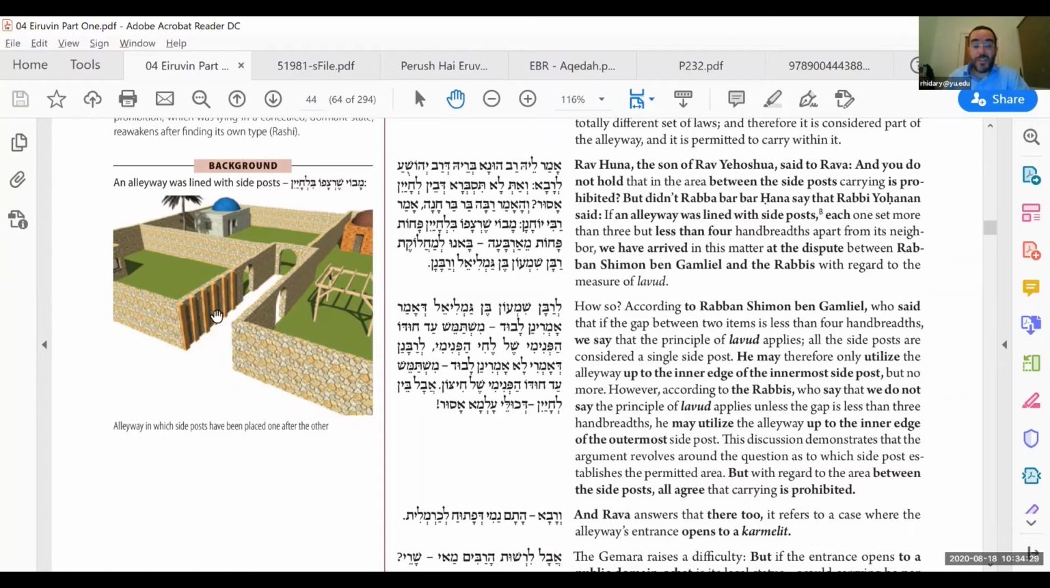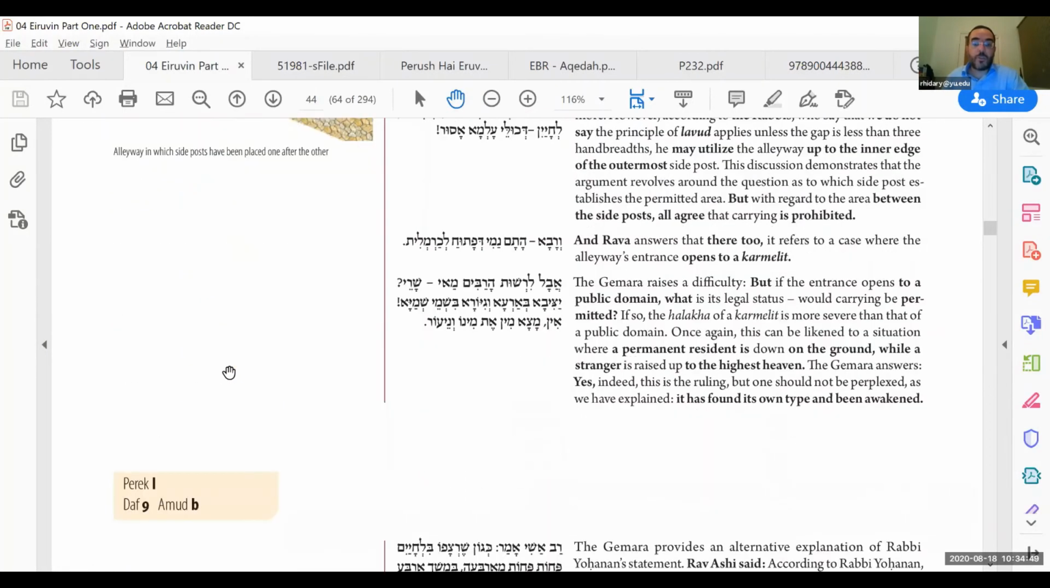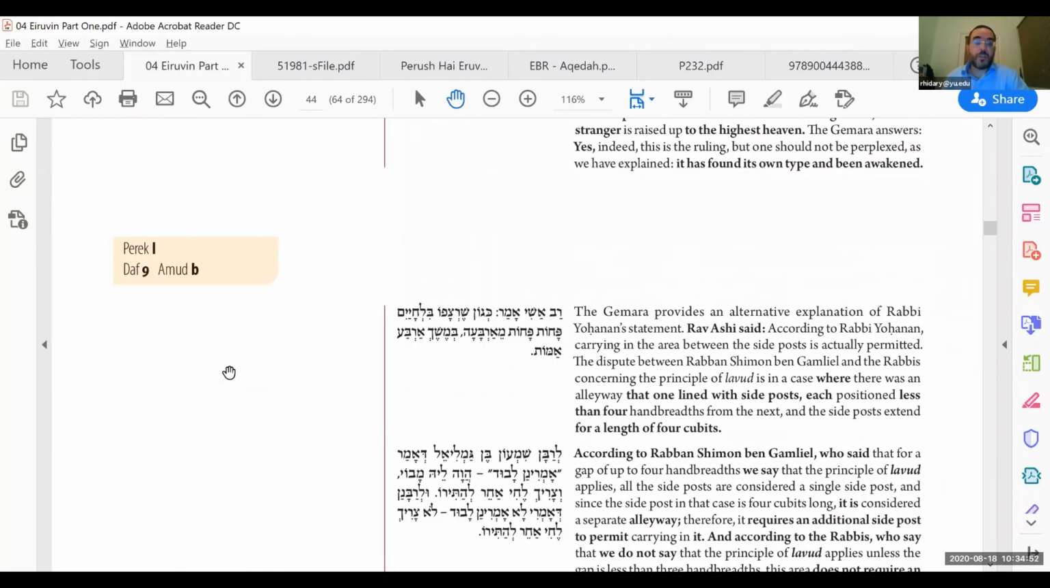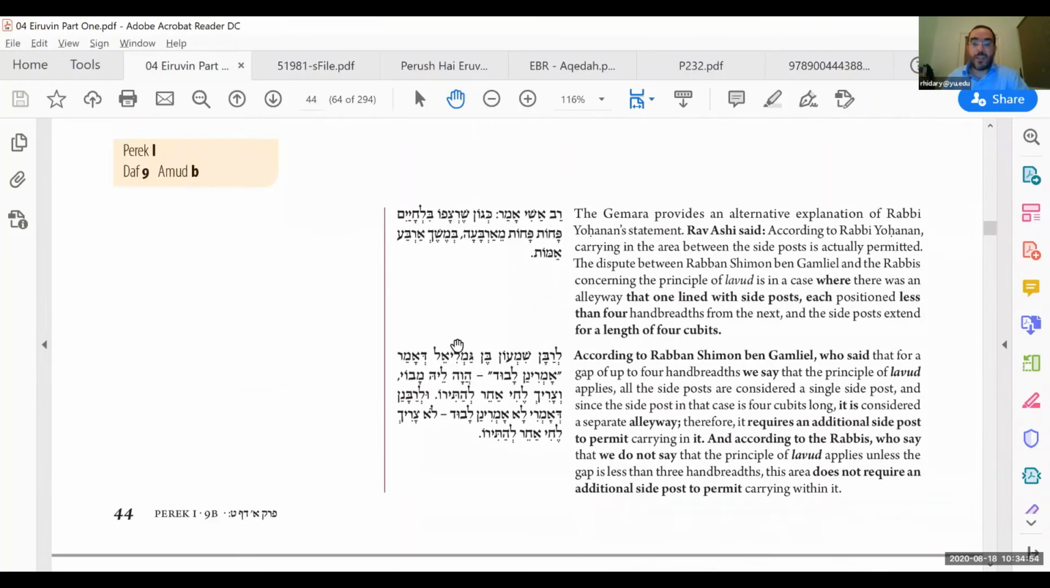If he says it depends on that case, it sounds like if you do say lavud and put them all together, then there'll be a problem of carrying in the space. And that indicates that when you make a large lechi like that, then you cannot carry, and that's a challenge to Rava, who says you can carry in front of a lechi. So on Amud Aleph we saw one answer, but on Amud Bet, Rav Ashi gives a second answer, and he adds something to the case.